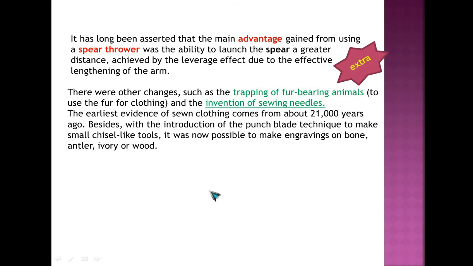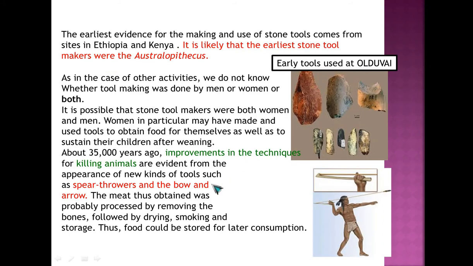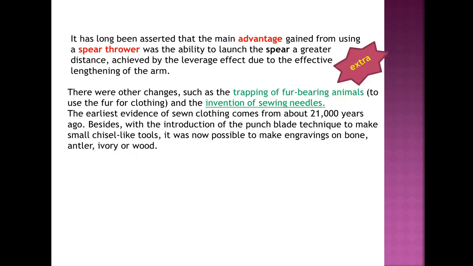And there were some other changes also, for example, trapping of fur-bearing animals to use fur for clothing. Till then, clothing was not very important. Now they have learned how to make clothing from the fur of animals, trapping the animals especially which have fur, and the invention of sewing needles also. And there is a lot of evidence collected for sewn clothing that dates to about 21,000 years ago.